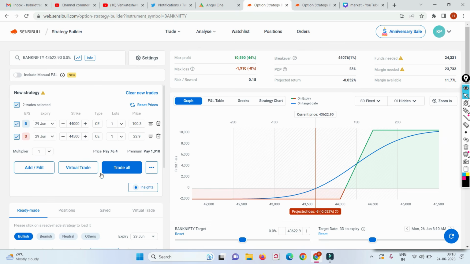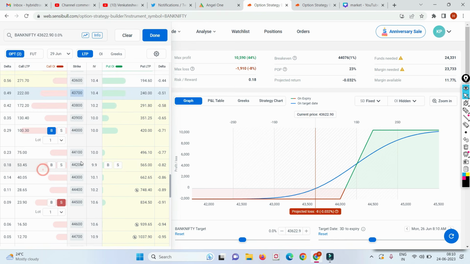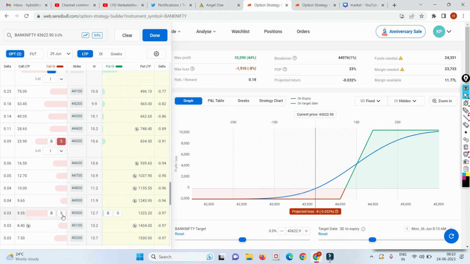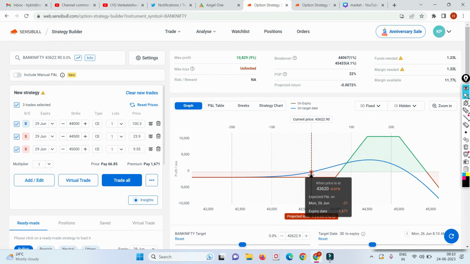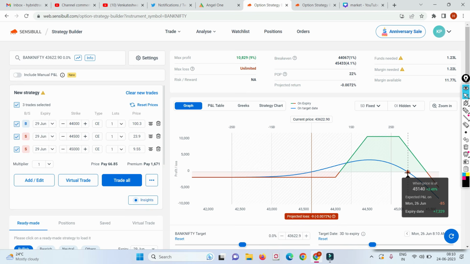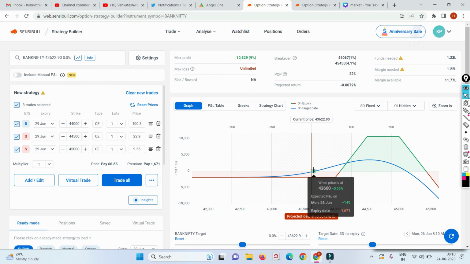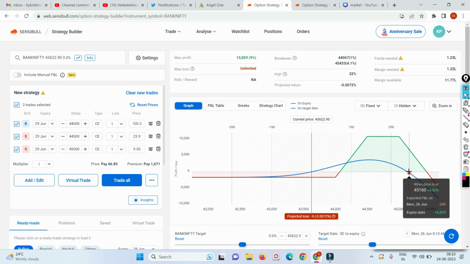If at all you want to convert it to a ratio spread, you have to sell one more. That's it. Round figure. So this has become your ratio spread. Same thing, right? Minimal loss. This is unlimited loss, but you have the support of your maximum loss. Your loss will start in case the market makes a gap up by 3.52%.